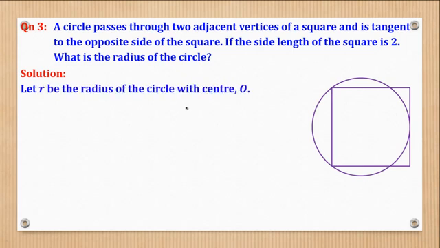Let R be the radius of the circle with center O. So you come and draw and locate center O and the radius. If I join from here to here, it is still the radius. Also from here to here, it is still the radius. So those points will help us to get what we want. Remember, the side is 2, meaning this is half the square, so it will be 1, 1.